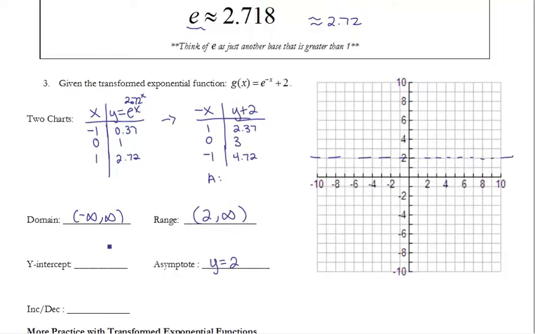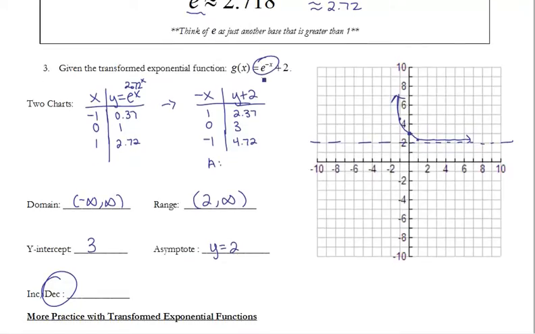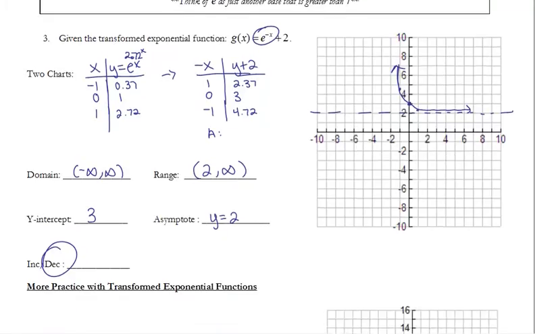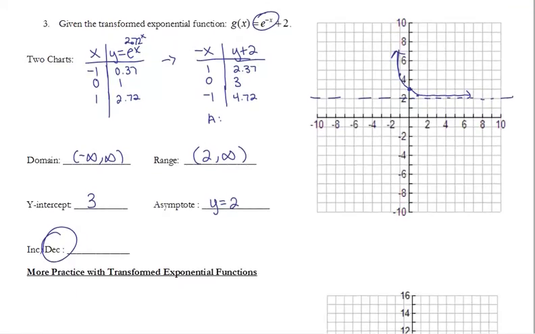Your y-intercept, you can see here, you already have the value, so you don't have to plug it in. So it's 3, because it's (0, 3). And then we'll go ahead and plot our points. So we have (1, 2.37), (0, 3), and then (-1, 4.72). Notice how it's decreasing because of the horizontal reflection. Because 2.72 was bigger than 1, it would have been growing, but that negative exponent made it decrease. Okay.